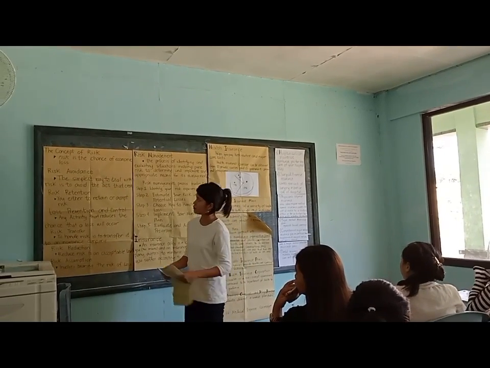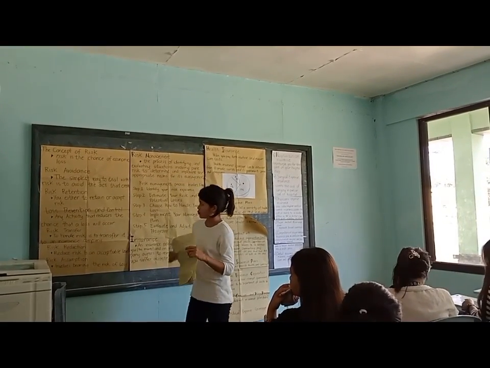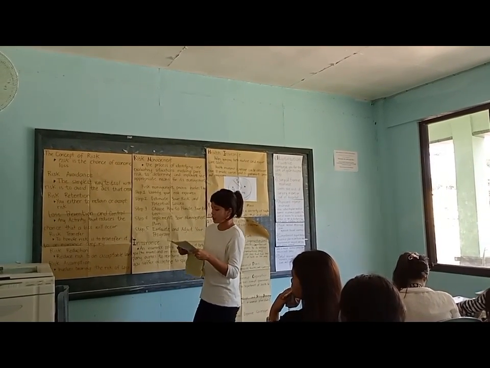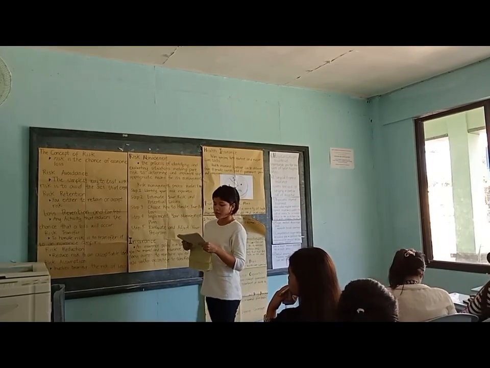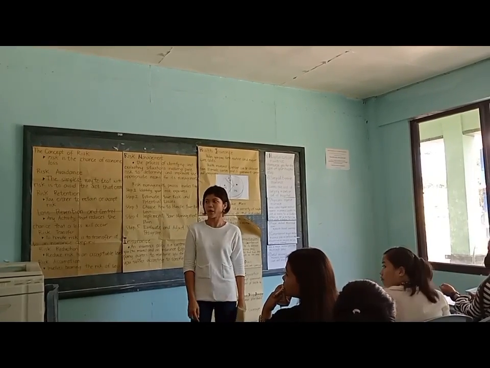So, there are types of risk management. First, risk avoidance. The simplest way to deal with risk is to avoid the act that creates it. Some work or activities are so prone to accident and loss that it's best to avoid them, especially if you think it will damage your property.